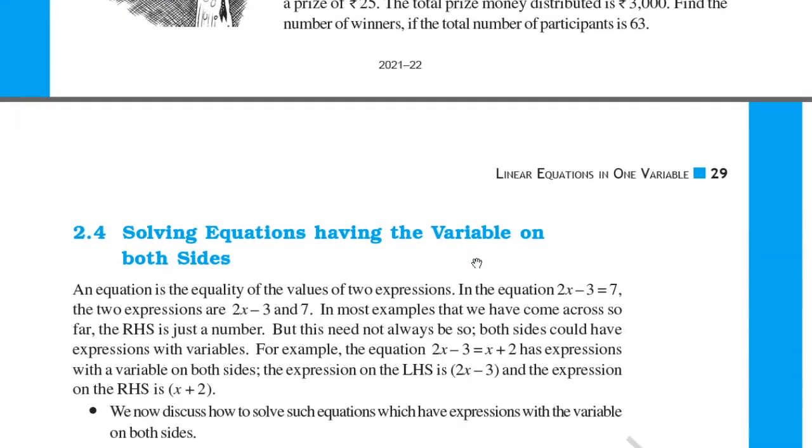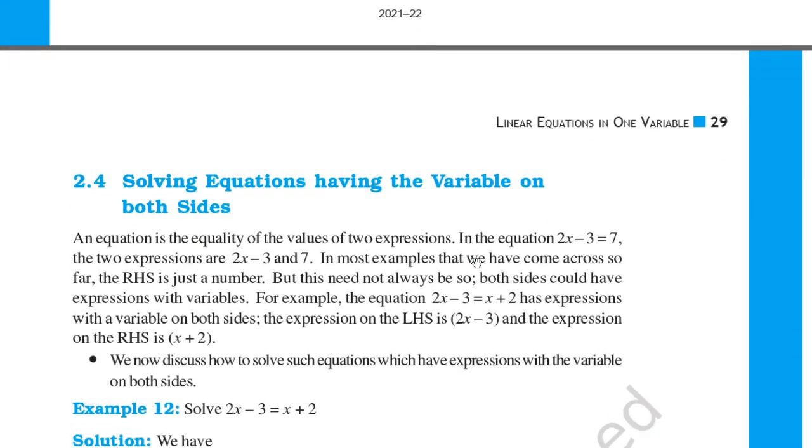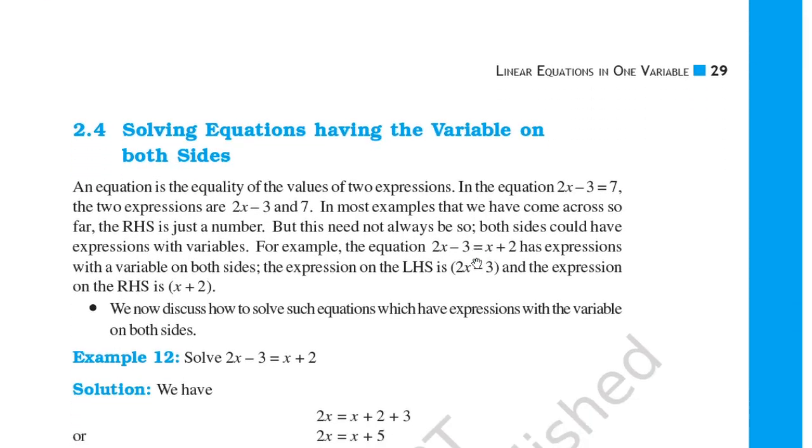2.4, solving equations having the variable on both sides. An equation is the equality of the values of two expressions. In the equation 2x minus 3 is equal to 7, the expressions are 2x minus 3 and 7. So you have seen the expressions here. In most examples that we have come across so far, the RHS is just a number. But this need not always be so. Both sides could have expressions with variables. So both sides can have expressions as well.